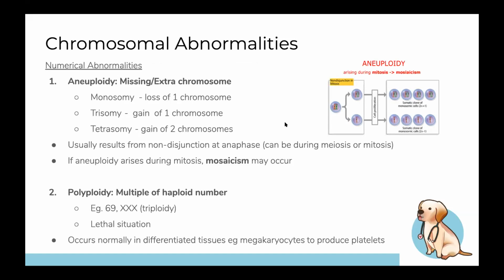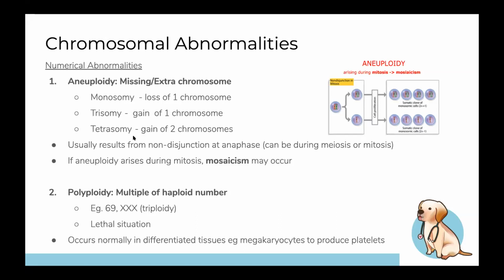Numerical abnormalities: you've got your aneuploidy and your polyploidy. Aneuploidy just means you're missing a chromosome or you have an extra one. We've got monosomy, that's loss of one chromosome. Trisomy, you've got 3 in total, so you've gained 1. And tetrasomy, you've got 4 chromosomes, so you've gained 2. It usually results from non-disjunction at anaphase. Non-disjunction just means it hasn't split apart properly.